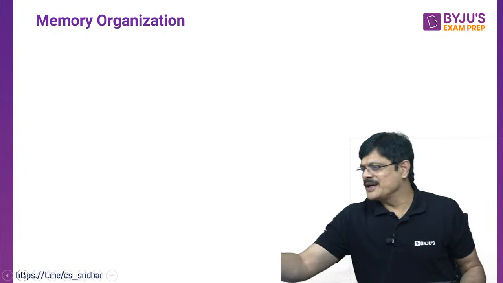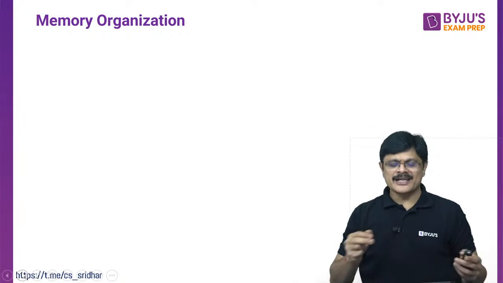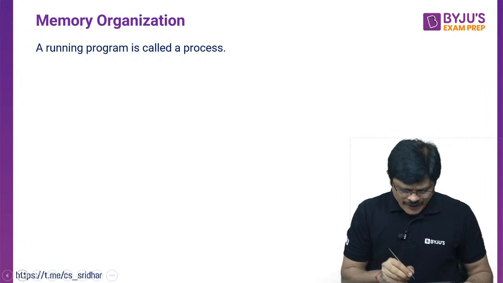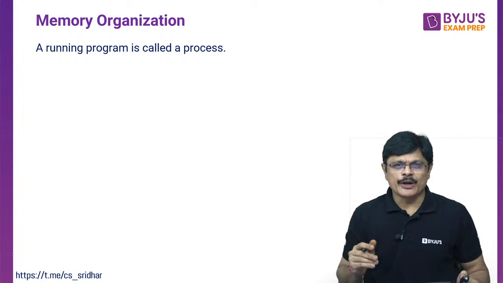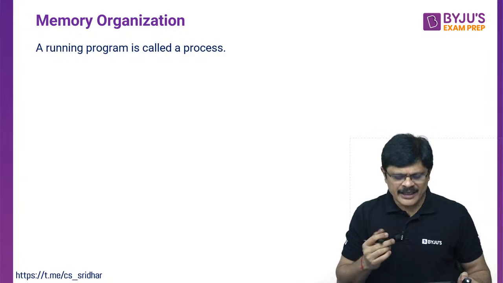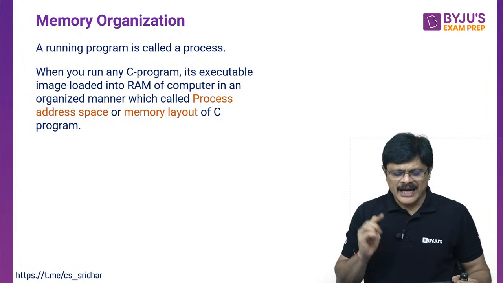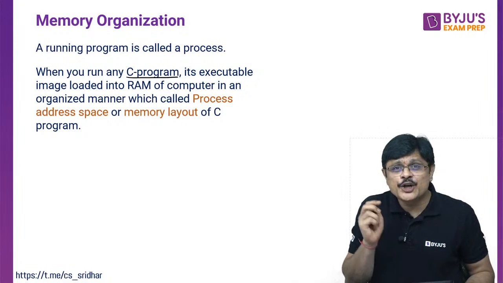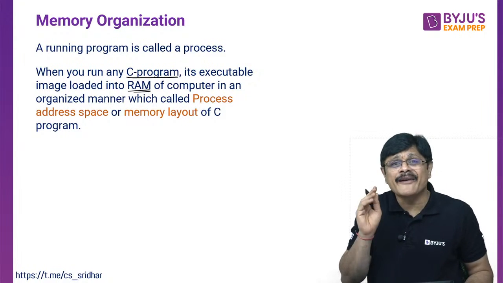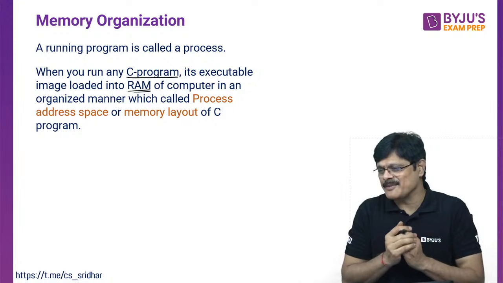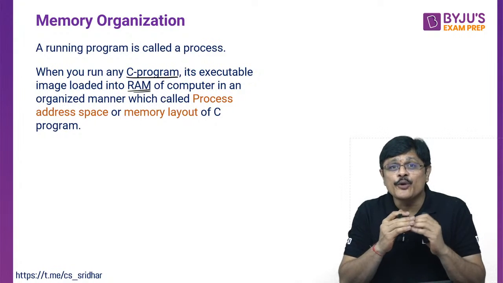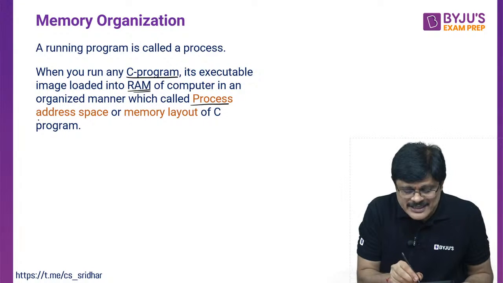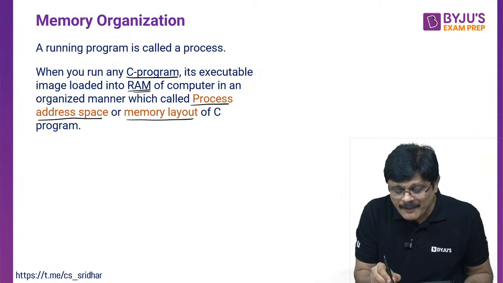Now let us start today's class, my dear friends. Today's class is about storage classes. First of all, memory organization or memory layout of a C program. For that, we need to understand one important idea, that a running program is called a process. When you run any C program, its executable image is loaded onto the RAM of the computer in an organized manner, not in a random manner, and that is what we call the process address space or memory layout.